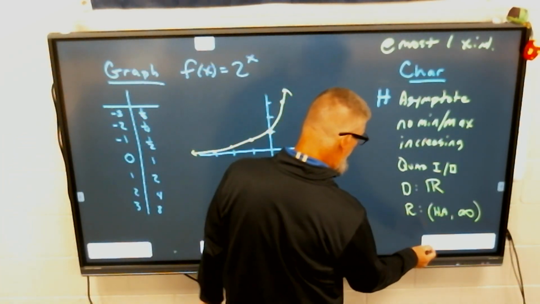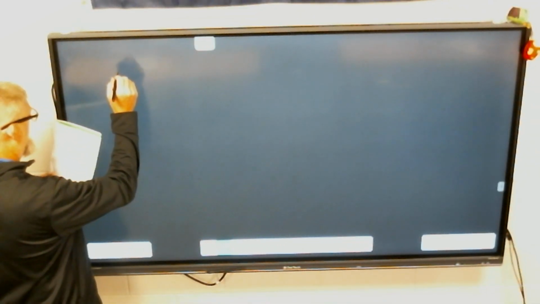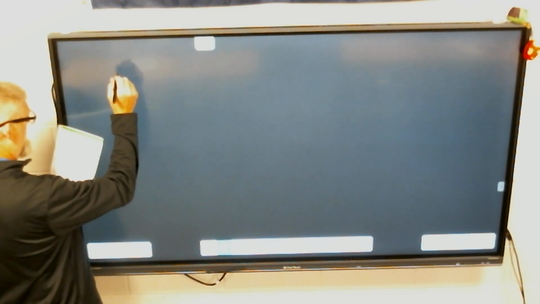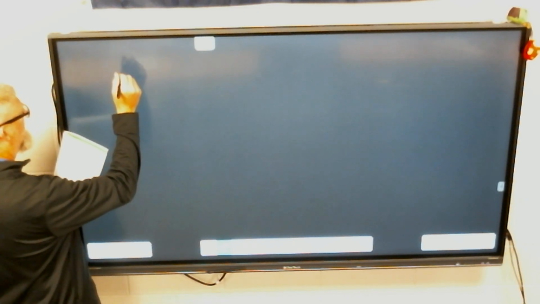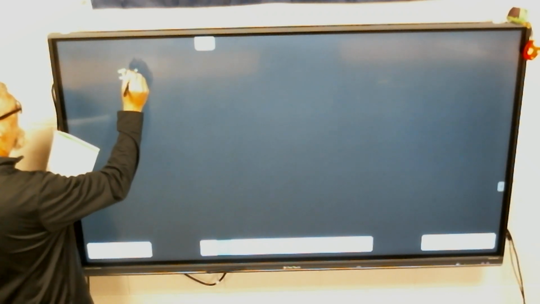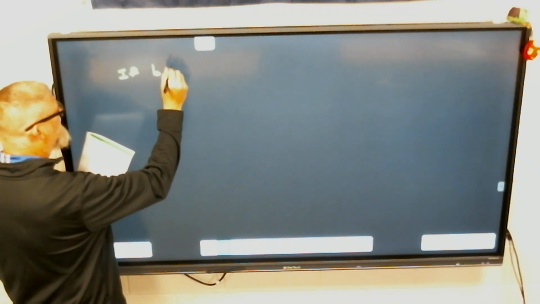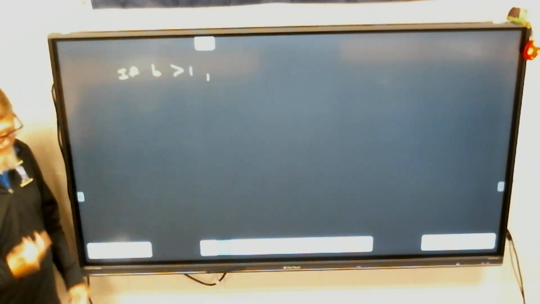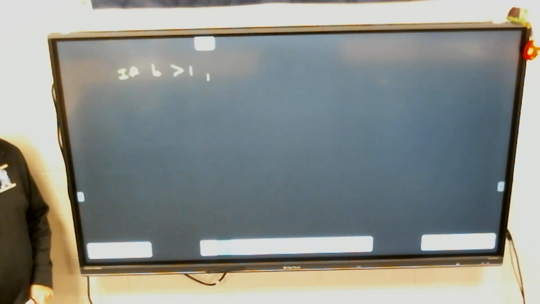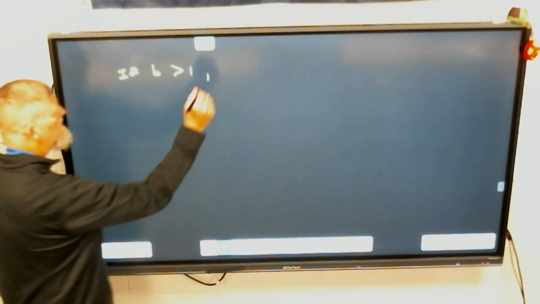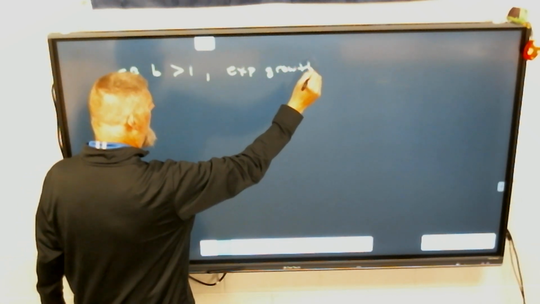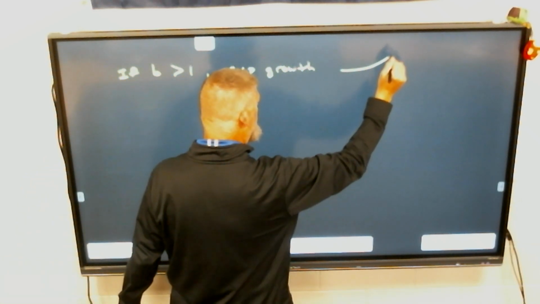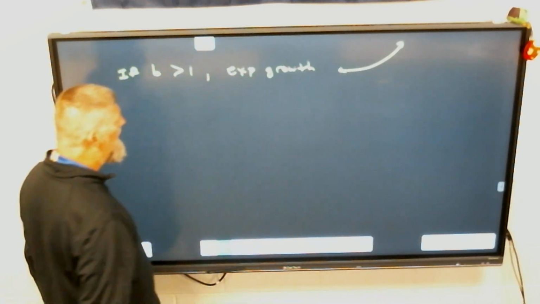All right, let's go to this one. Let's talk about B. If B is greater than 1, like in our last case 2, we call that an exponential growth, right? Exponential growth. And that's the one that's always increasing, going up from left to right.